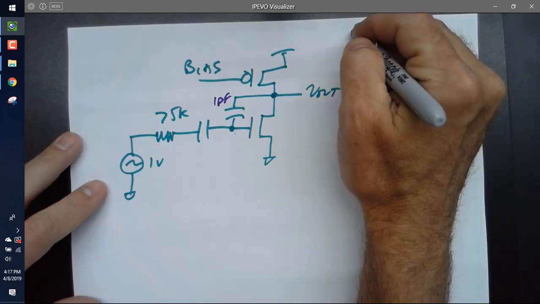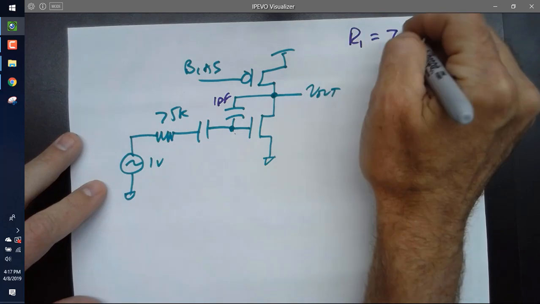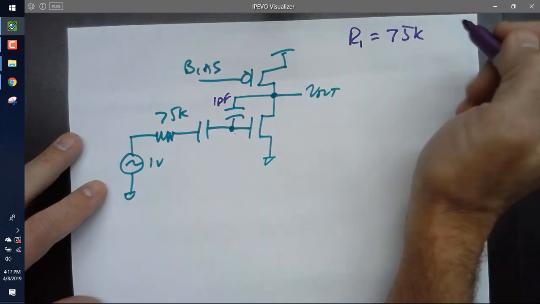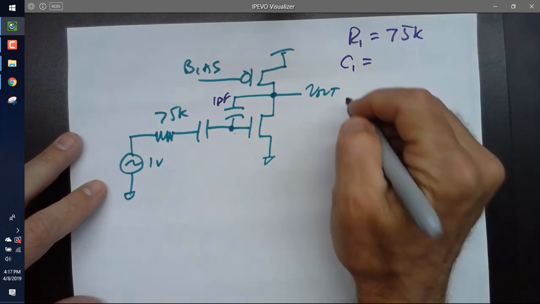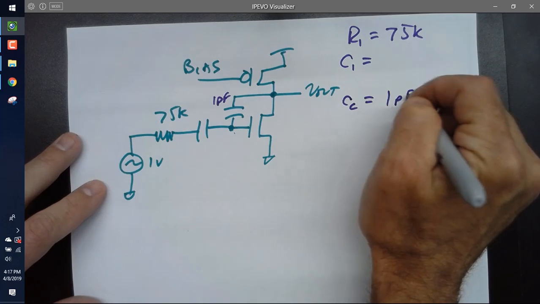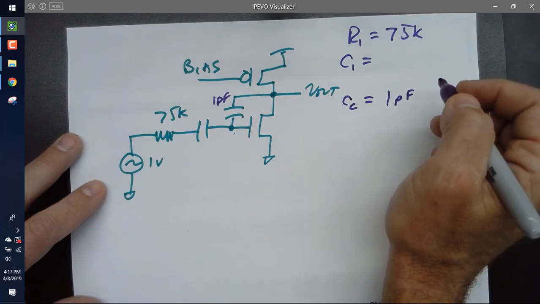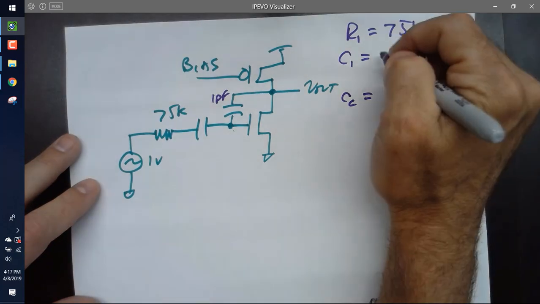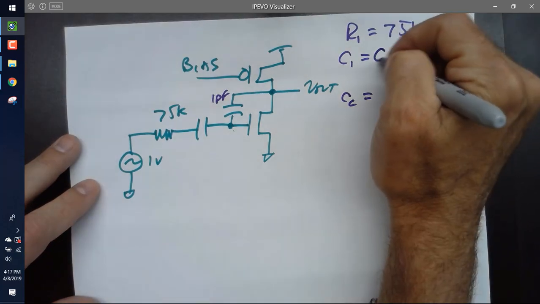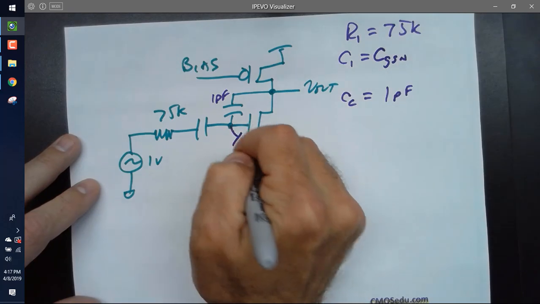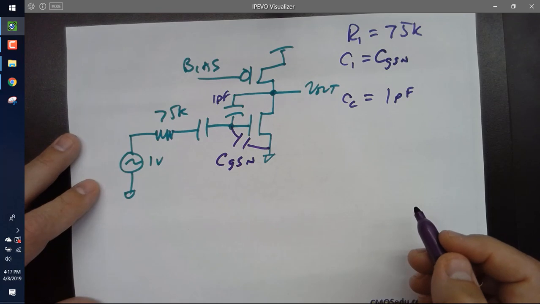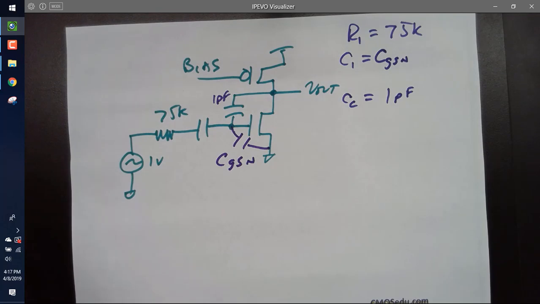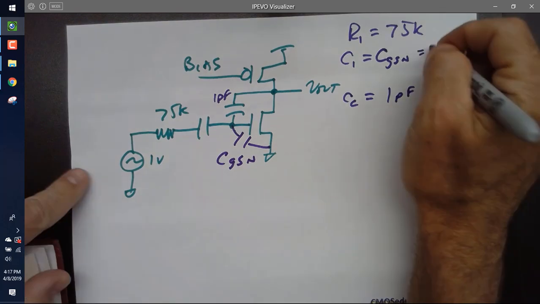Yeah, all right. R1 is 75K. And C1 is equal to, help me out. Let's do CC. You already told me it's 1 picofarad. What is C1? How about CGSN? Anybody agree with that? And I'm going to look at the back of the book. I guess it's not cheating. That's what it's there for. That'd be 23.3 femtofarads.